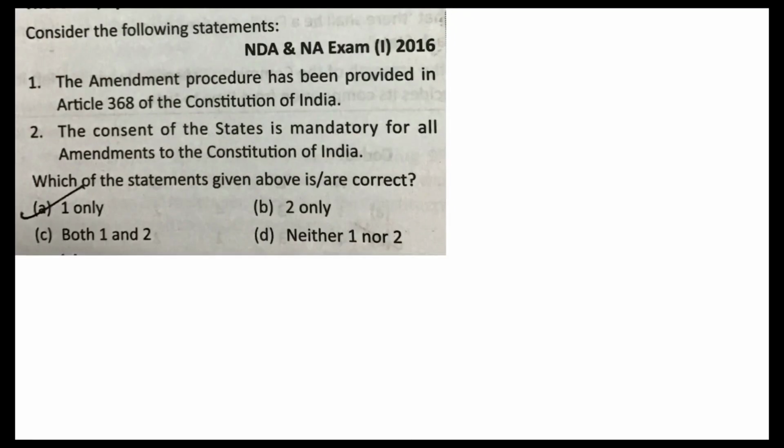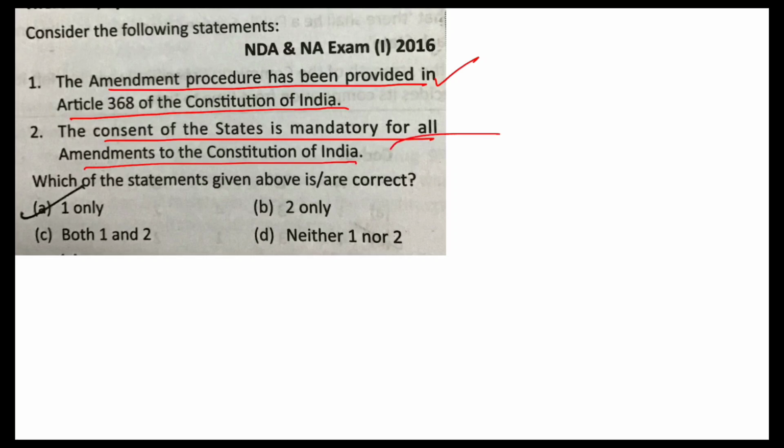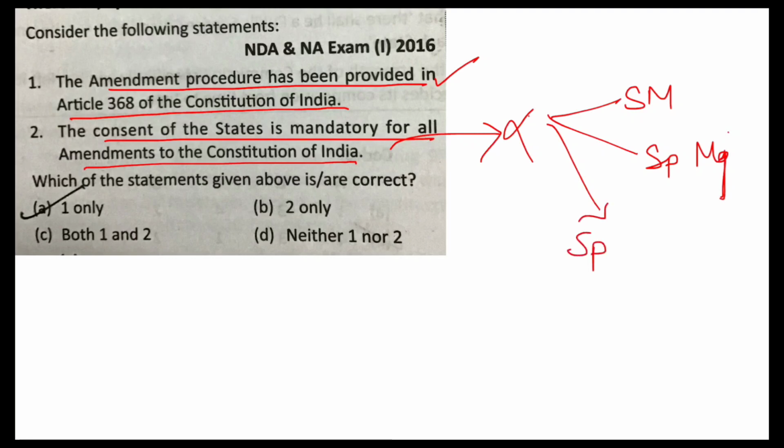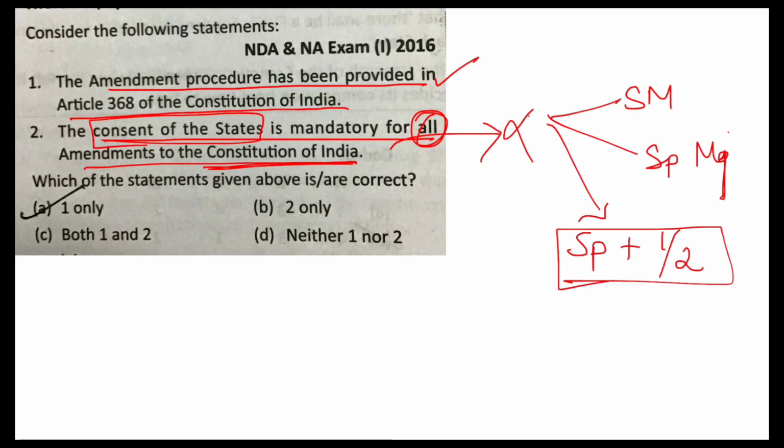Next, consider the following statements. The amendment procedure has been provided in Article 368 of the Constitution of India. This is correct. The consent of states is mandatory for all amendments of the Constitution of India. No, this is incorrect. There are 3 types of amendments. One that can be done by simple majority. Second, that can be done by special majority. And there is a third kind of amendment, that is the special majority plus ratification of half of the states. So not all the amendments of the Constitution of India need the consent of states. B is incorrect and 1 only is your answer.